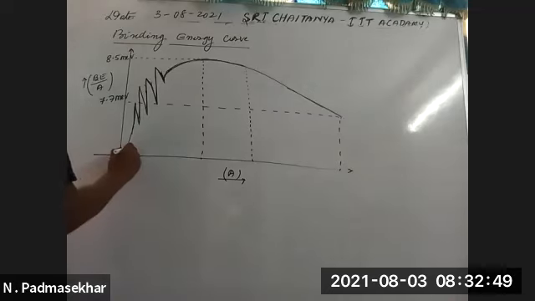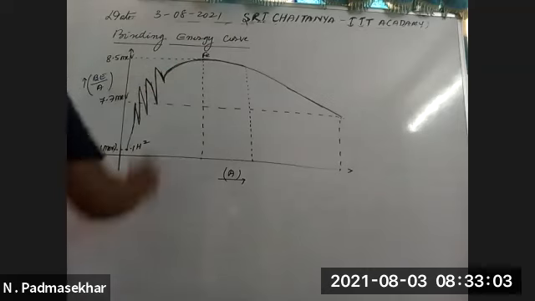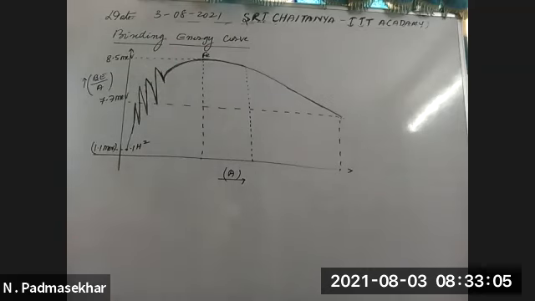Deuteron, that is 1H2. Its binding energy is 1.1 MeV. Iron, that is Fe, has a binding energy of 8.8 MeV.